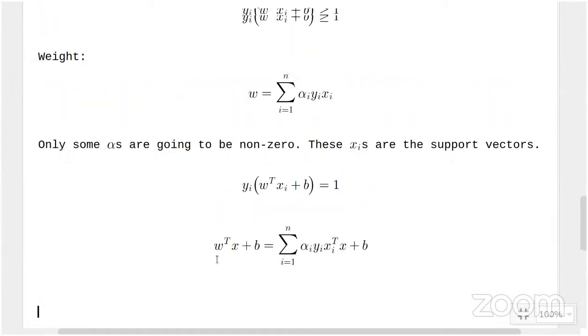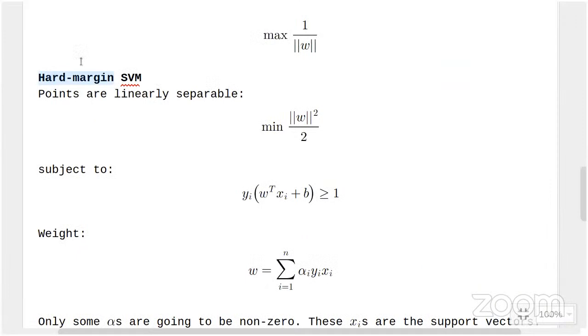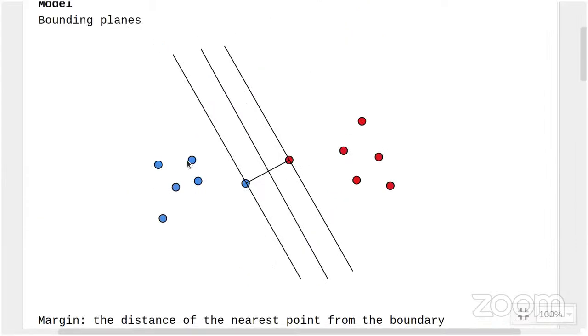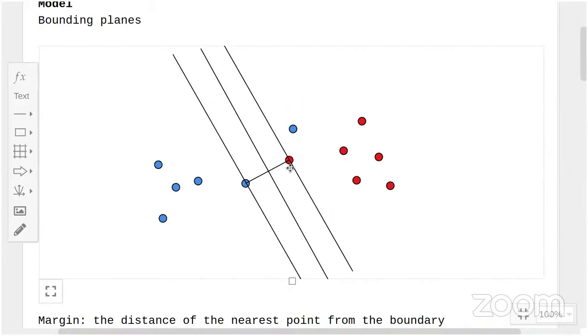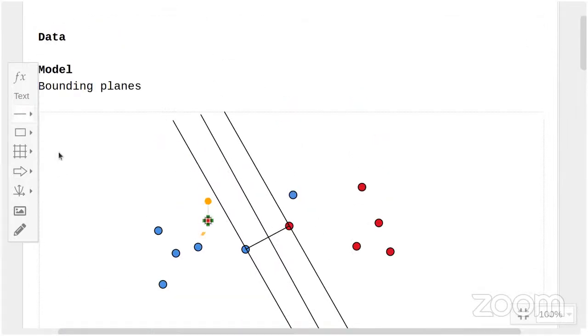Okay, sir. Okay, so for the soft margin case, I'll just modify this. Your points are not linearly separable. So you could have something like this happening, right? And the moment something like this happens, you have what is called a slack entering into the picture.